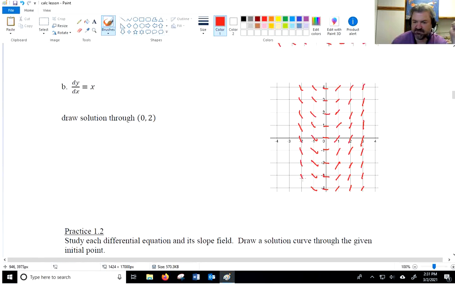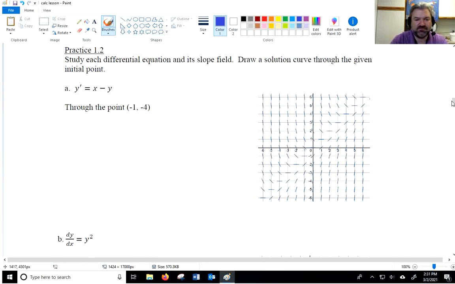And that value c is determined by where the point is that we are given, our initial value that we have to be going through. But this is a nice exercise in making a slope field. So through the point 0, 2, we would expect this curve to make some sort of parabola like that.